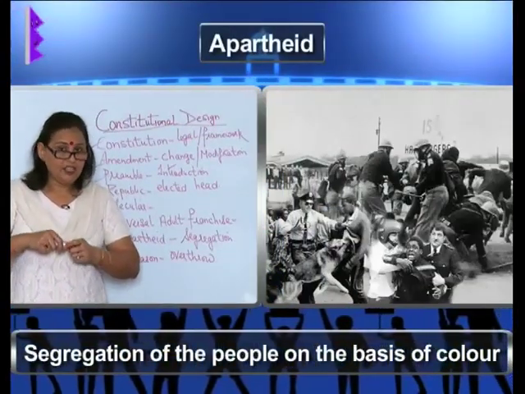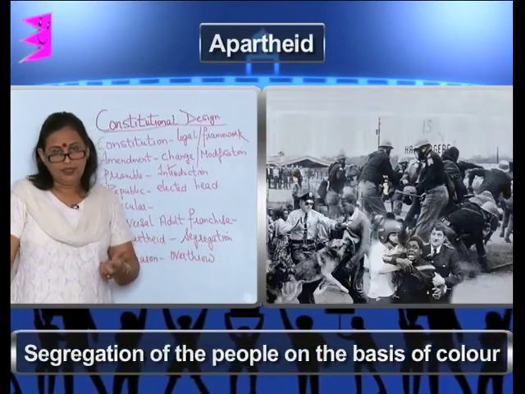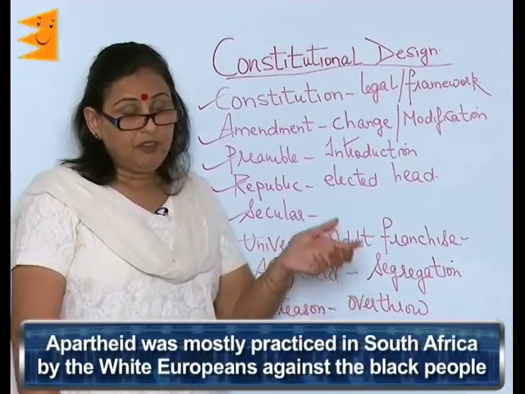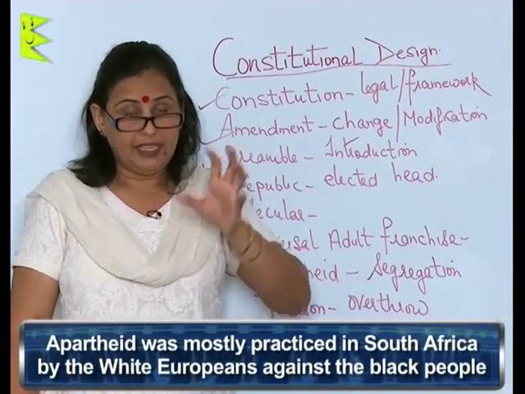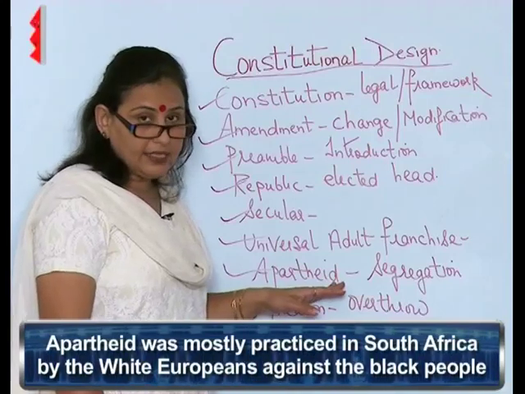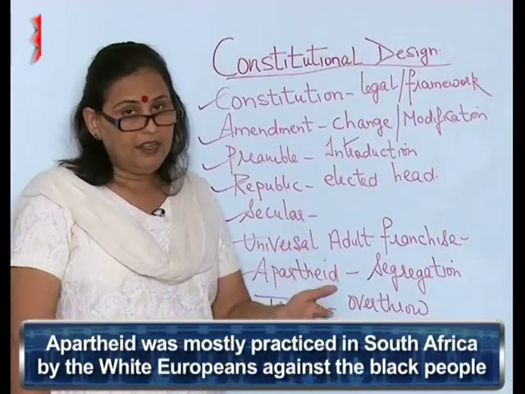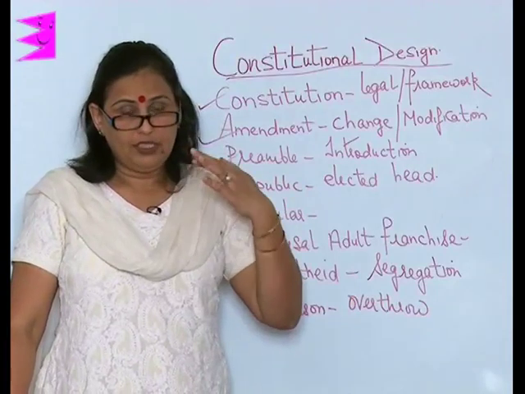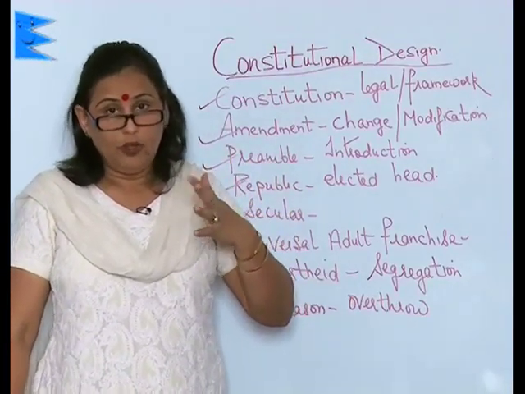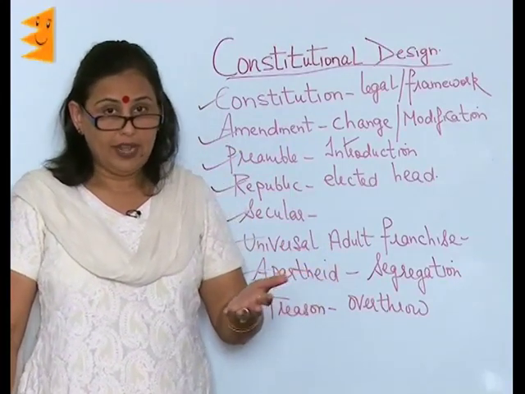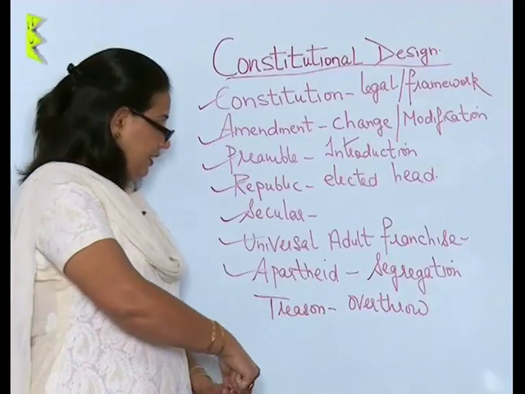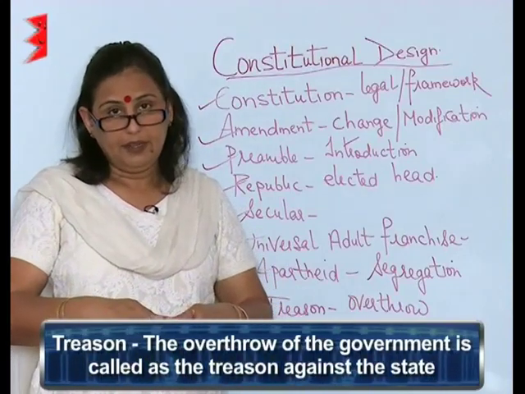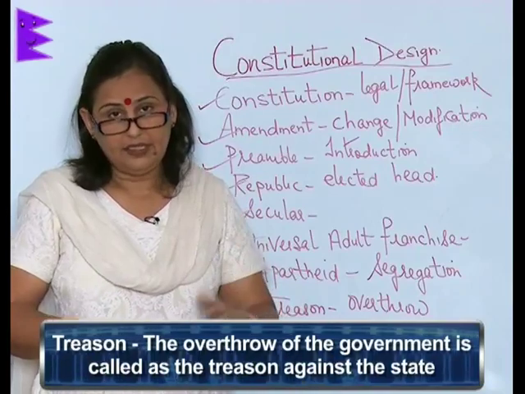Apartheid means segregation of the people on the basis of color. That is, this was mostly practiced in South Africa by the whites when they differentiated, when they oppressed, when they separated the native blacks because of their skin color. It is called apartheid. They were not allowed to go to the same church. They were not allowed to visit the same restaurants. They were not allowed to shop from the same place. That's called apartheid. And next is treason. Treason is when you overthrow the present government. That's called treason against the state.